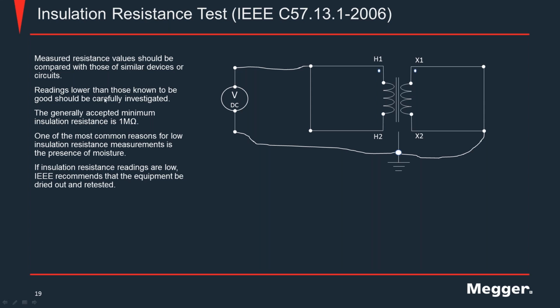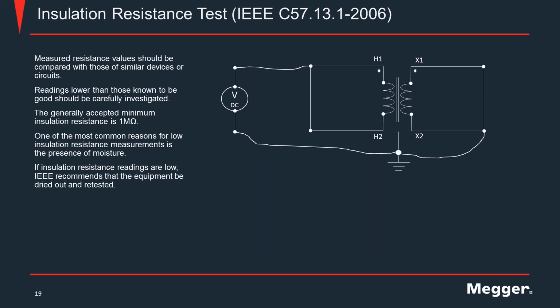If you do the insulation resistance test, the measured resistance value should be compared with those of similar devices. So if you have several CTs in the stockyard, then what we can do is compare the insulation resistance results of each available CT. And another thing, if we have a lower reading, then we need to carefully investigate what happened.